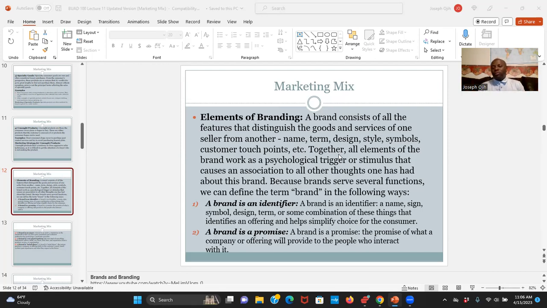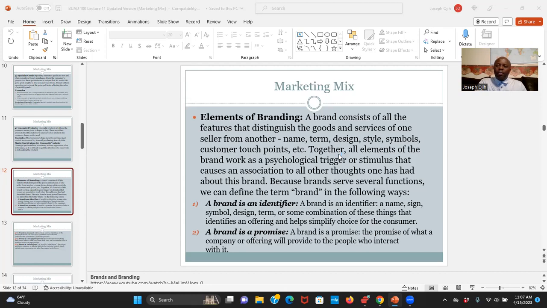Branding consists of all the features that distinguish one good or service from the other, right? It happens in services too. There's a reason why some people like to eat in Italian restaurants. There's a restaurant they call Longhorn, and some people want to eat there. When they want certain food, they go to that particular one. Some people want to buy food from places they believe are health conscious, so they want to buy from Chipotle, and so on and so forth. So this has to do with branding.